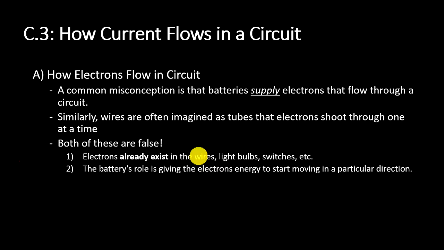Really what's going on, relating to the second misconception, is that with all these electrons already in place, what the battery does is give electrons energy, additional energy, to start moving in a particular direction. Okay, that's the role of the battery, to give energy to those electrons that already exist to start moving.